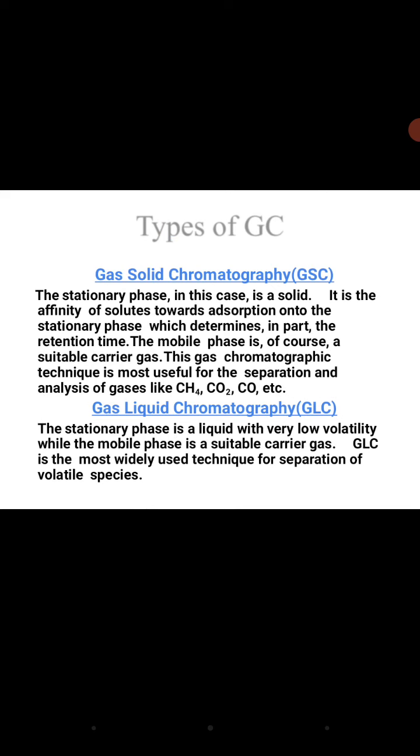Let's talk about types of GC. Gas solid chromatography, that is GSC. The stationary phase in this is a solid. It is the affinity of the solutes toward adsorption onto the stationary phase which determines in part the retention time. The mobile phase is of course a suitable carrier gas. This gas chromatographic technique is most useful for the analysis of gases like CH4, CO2, CO, etc.